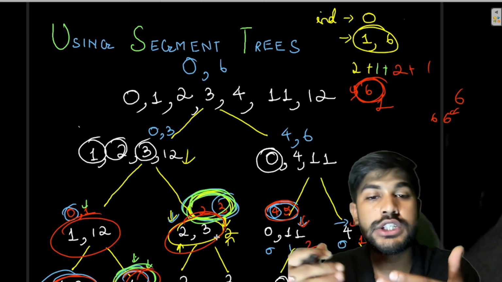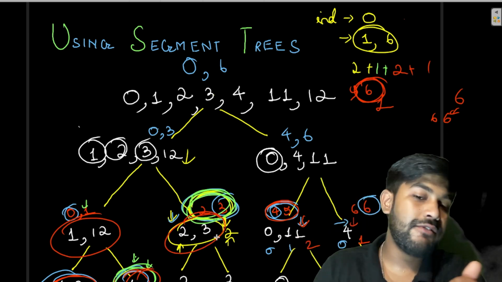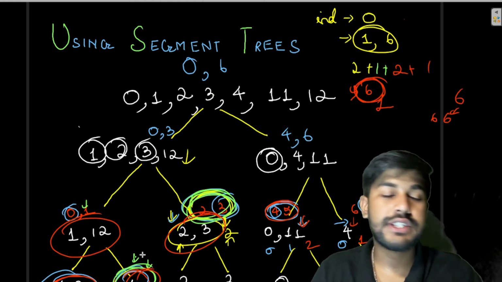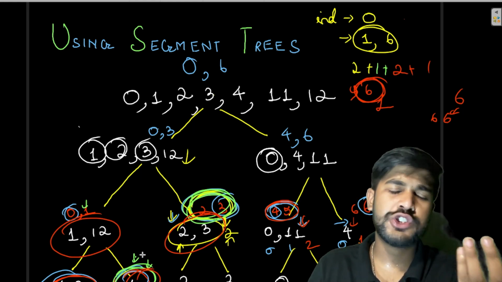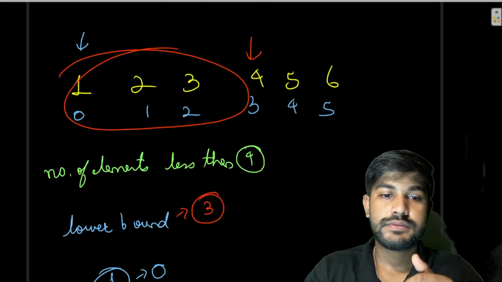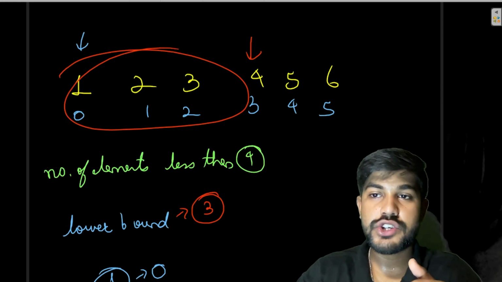We would just use the merge function of the merge sort. And then whenever we are doing a query, we would simply do it; an update is not required of the segment tree. Now let us move to the implementation part.